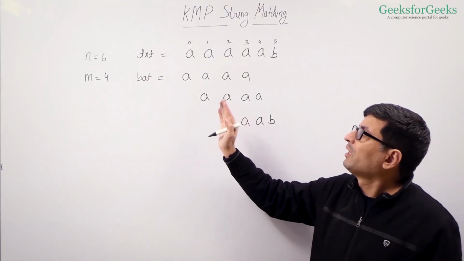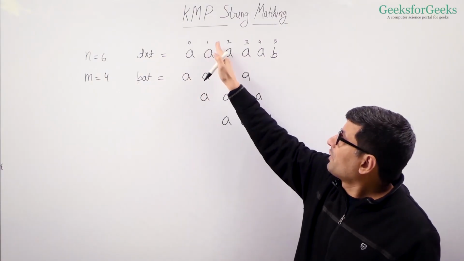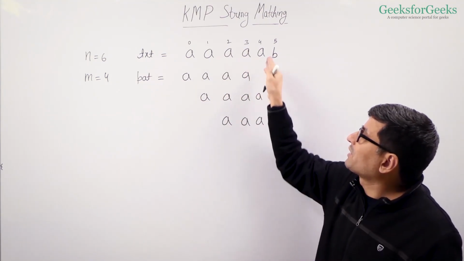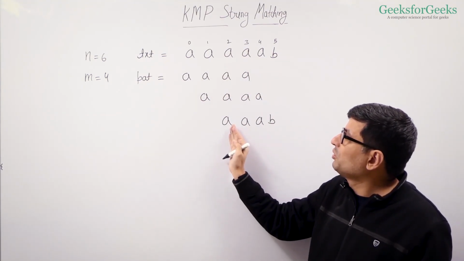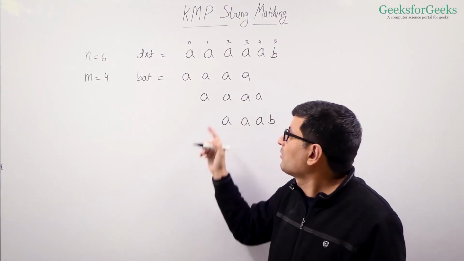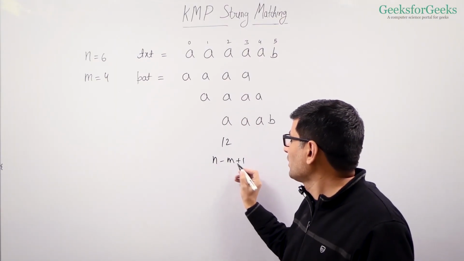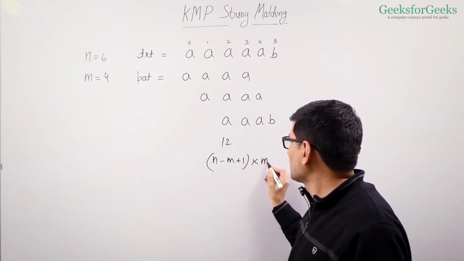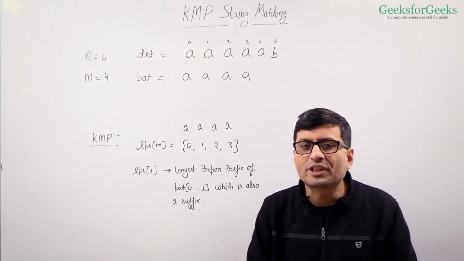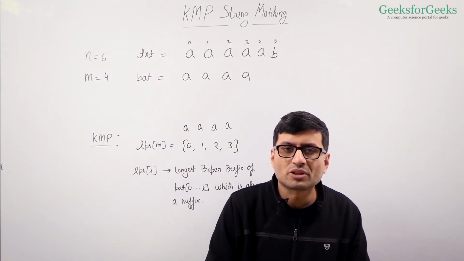In this example, naive algorithm first started with window at shift 0, did 4 comparisons, then shifted the pattern by 1 and again did 4 comparisons, then shifted the pattern by 2 and again did 4 comparisons. So how many comparisons naive algorithm did here? 4 plus 4 plus 4, 12, which is (n minus m plus 1) into m in the worst case. That's the worst case number of comparisons that your naive algorithm is going to do. Let us now get an idea of KMP string matching algorithm. How KMP is going to work better than the naive for this particular example.